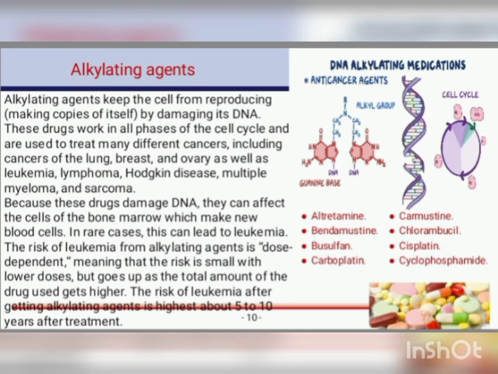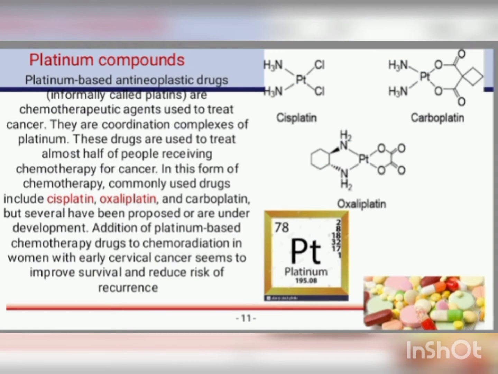And the mechanism of alkylating agents: alkylating agents cross-link strands of DNA, particularly at the N7 position of guanine. They are non-specific for the cell cycle phase.